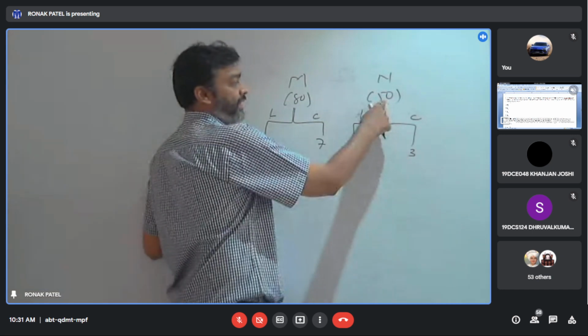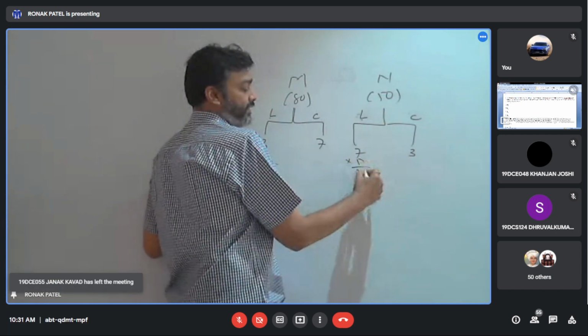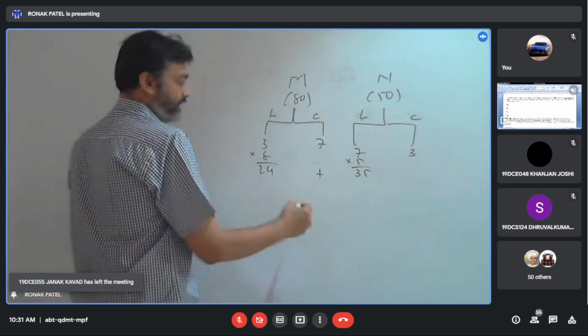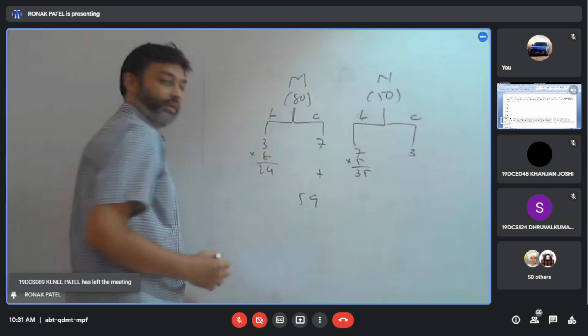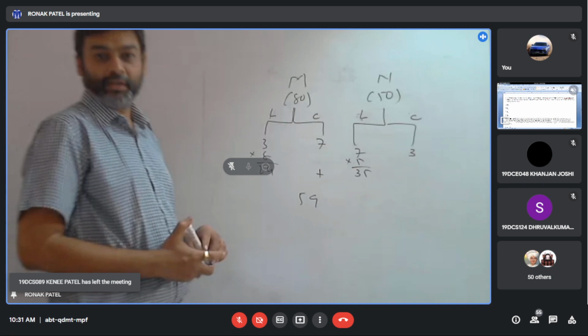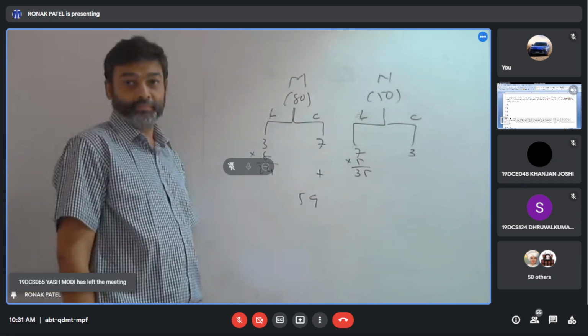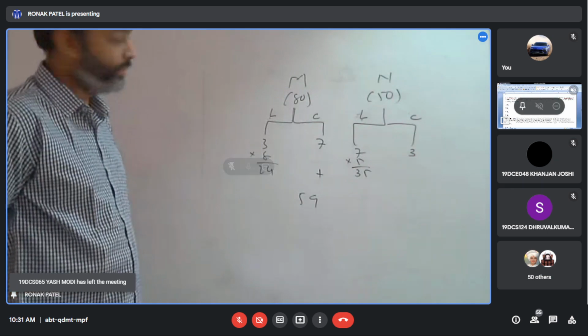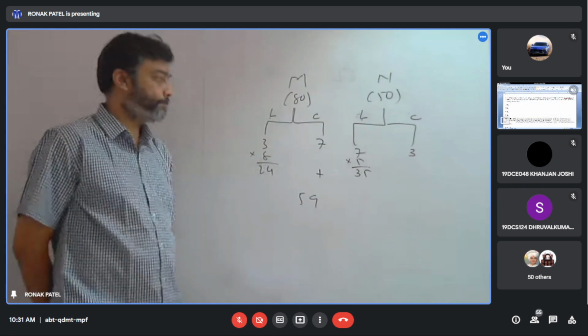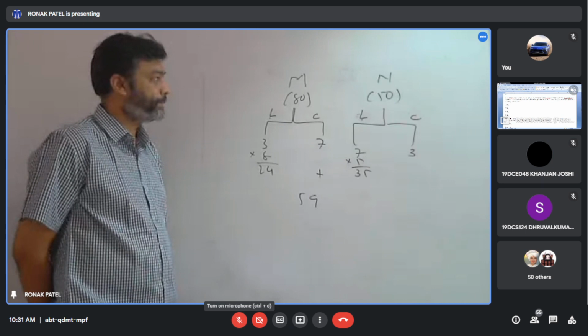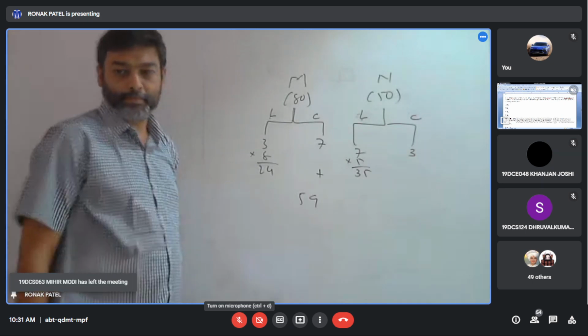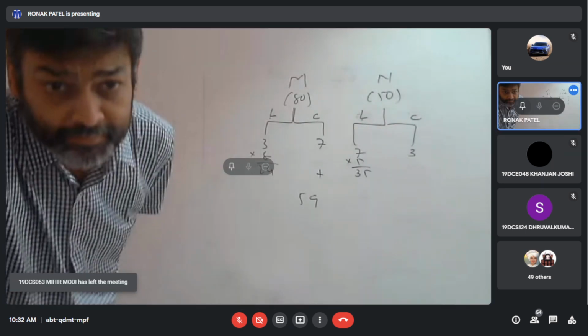We divide 50 by 10, it is 5. So here lead is 35. Here is only lead. So answer is 59 kilogram. So in an alloy of the combined mass, it is 59 kilogram of lead. Hope so understood everyone. Clear everybody?